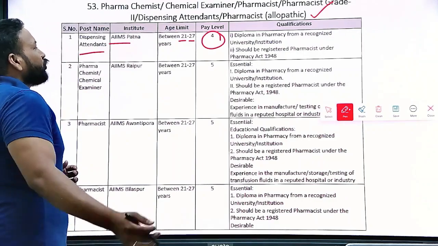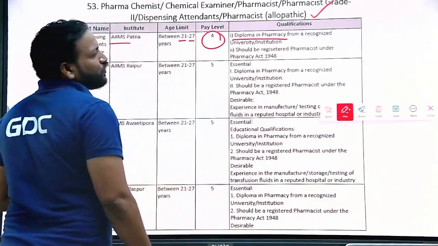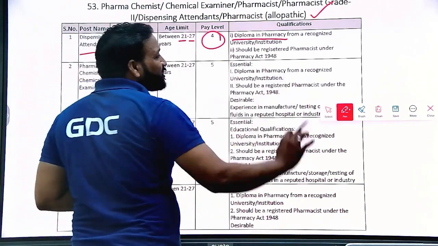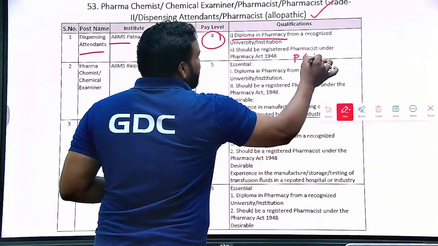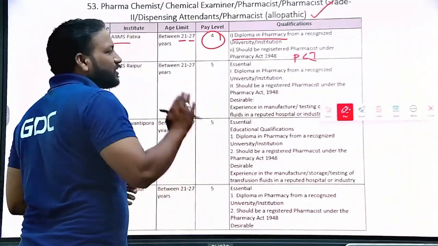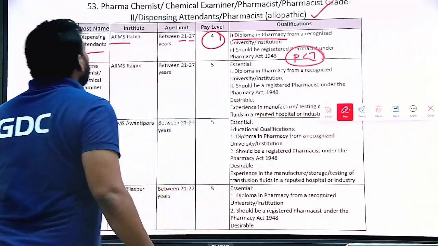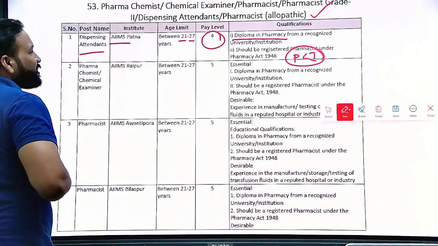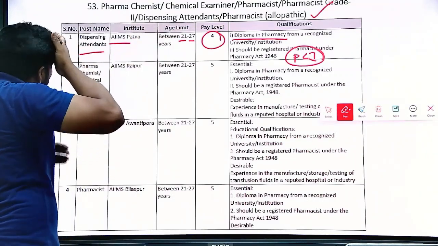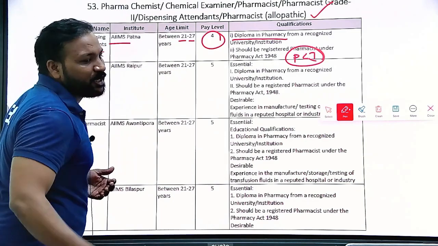Pay level is fourth pay, and he should possess a diploma in pharmacy from a recognized university or institution, and also he should be registered. He should have a PCI, which means he should be a registered pharmacist under the Pharmacy Act 1948. He should have a PCI certificate. Okay. Yes, so that is about the dispensing attendant in AIIMS Bhopal. He should have an age limit of 21 to 27 years. The pay level is fourth level.